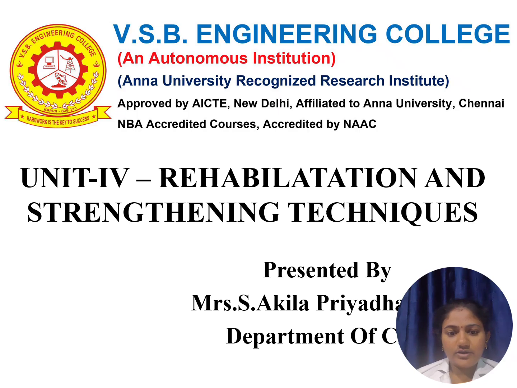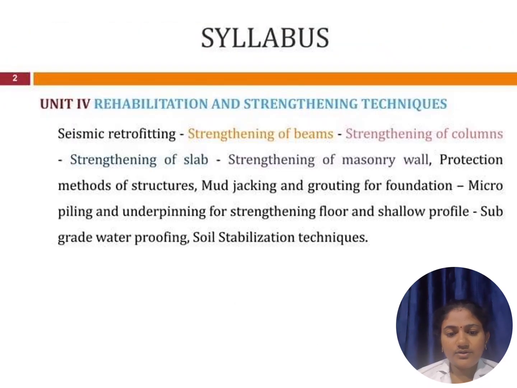And today we are going to see about Unit 4, Rehabilitation and Strengthening Techniques. In this unit, we are going to see about seismic retrofitting, strengthening of beams, strengthening of columns, strengthening of slabs, strengthening of masonry walls, protection methods of structures, mud jacking and grouting for foundation, micropiling and underpinning for strengthening floors and shallow profile, and subgrade waterproofing and soil stabilization techniques.